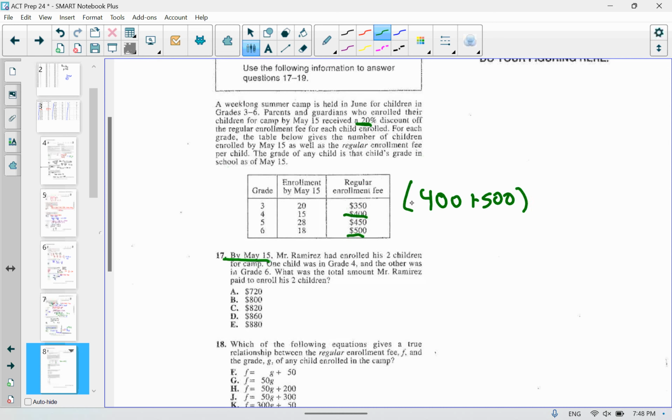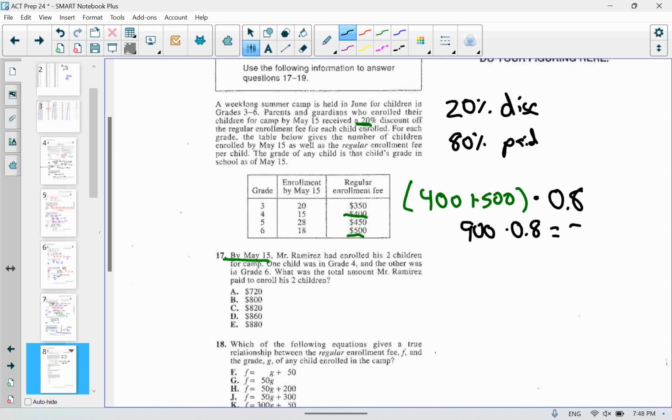But because he had a 20% discount, he actually paid 80%. Because if I have a 20% discount, I'm still paying 80%. So I can times it by 0.8. So 400 plus 500 would be 900 times 0.8 gives me 720 for letter A.